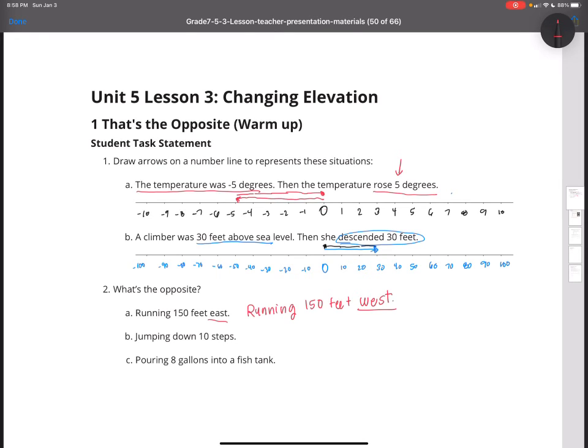All right, for part B, it says jumping down 10 steps. The opposite of jumping down 10 steps would be jumping up 10 steps. Then for part C, it says pouring 8 gallons into a fish tank. And the opposite would be pouring 8 gallons out of a fish tank.